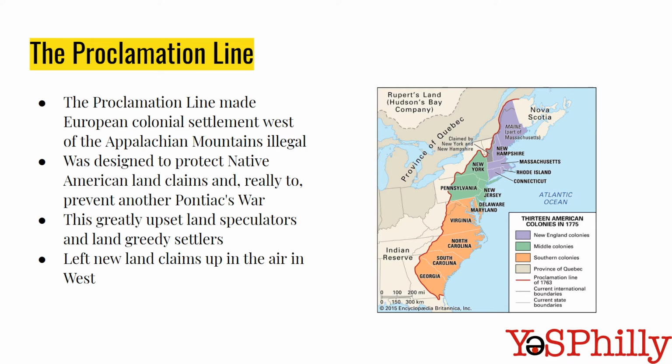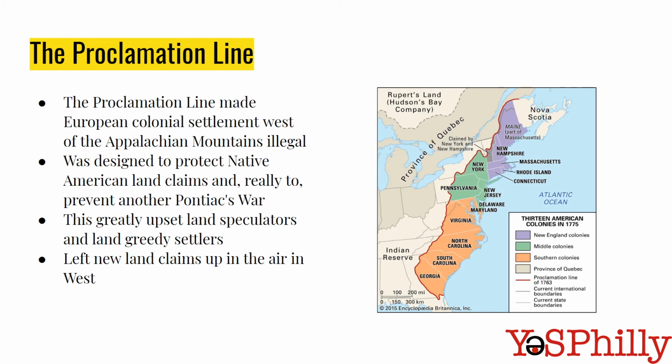They really did this because they wanted to prevent another war like Pontiac's War. They wanted to prevent another expensive war with Native Americans, and that meant that the British had to protect Native American land claims. Now, this greatly upset land speculators. That's people who, today we would call them gentrifiers. They are people who speculated on land, who bought land and hoped that they could sell it at a profit.